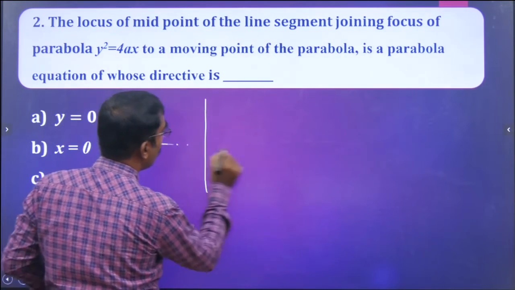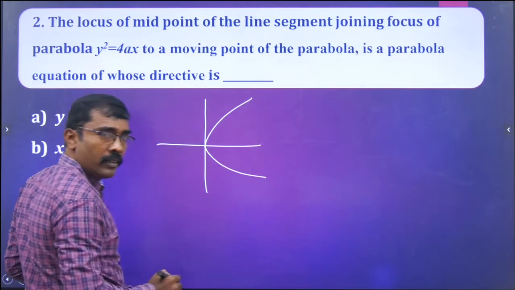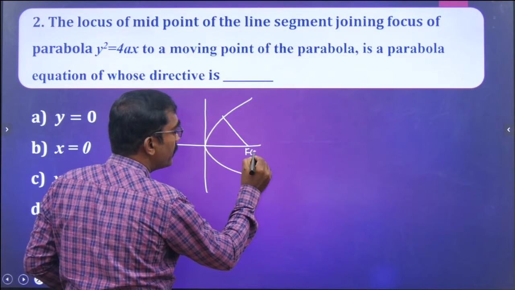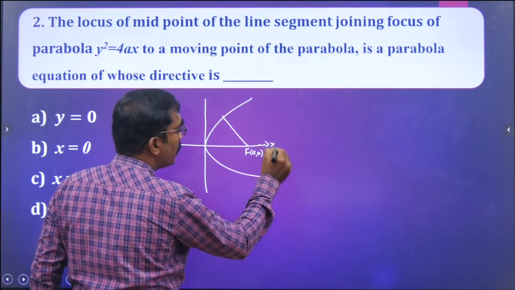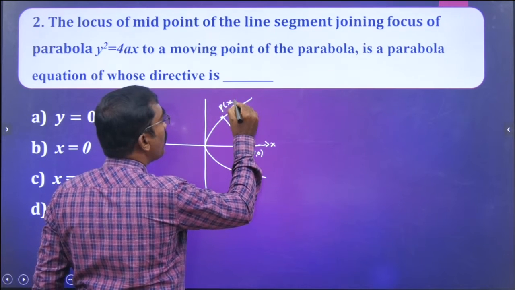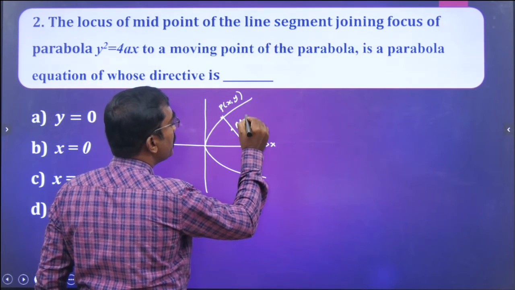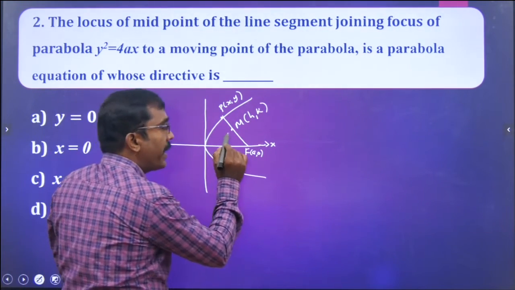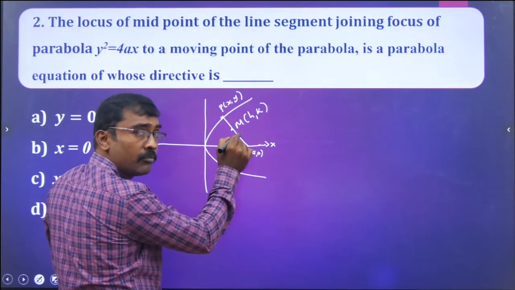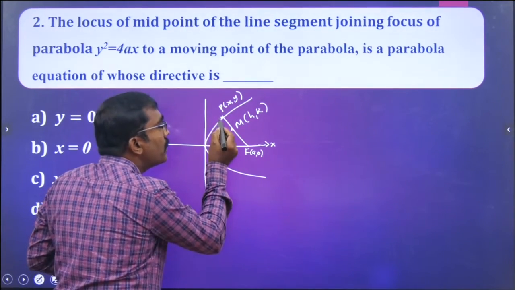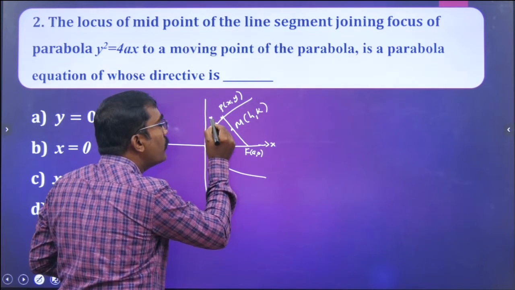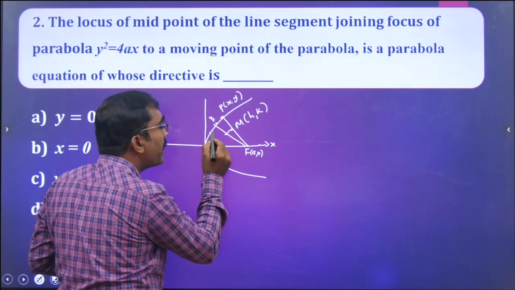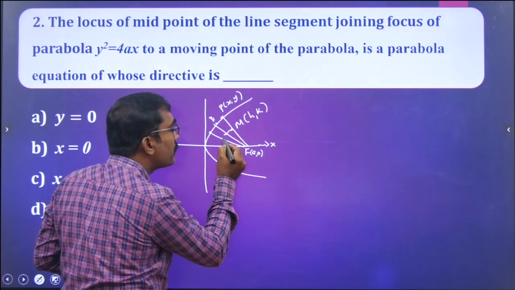This is a parabola, right? This is a line segment joining the focus (a, 0) and P, a moving point (x, y). This is the midpoint M, (h, k). Here the midpoint of FP is M. P is a moving point. Suppose P moves to this place, we have P1, and M moves to this place. P moves to this place, M moves to this place.